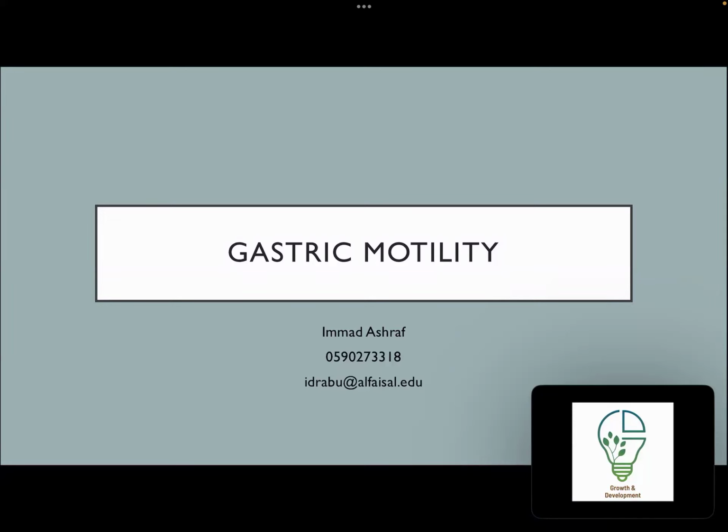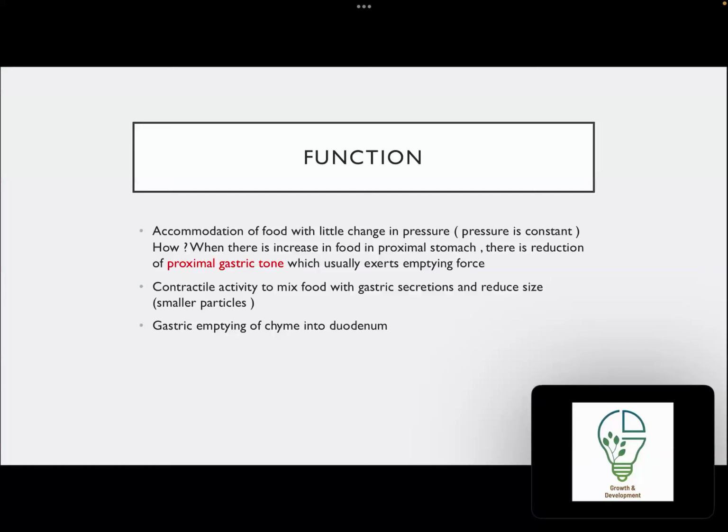Okay. Now we have the second lecture. Super simple. Much easier than the first one, I promise. And it's not going to take more than 40 minutes, inshallah.